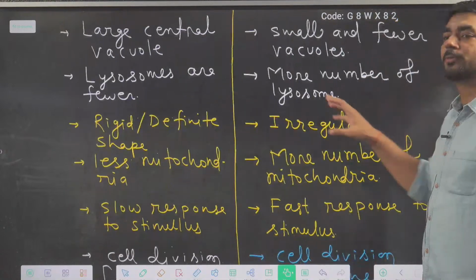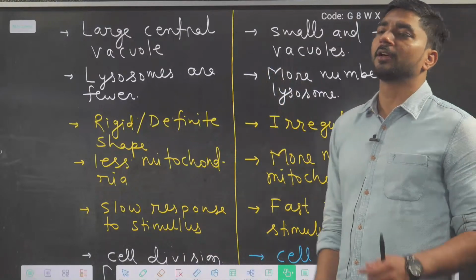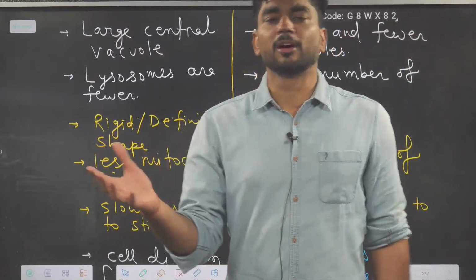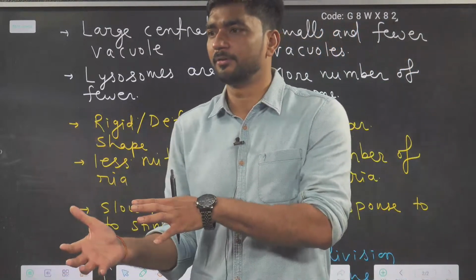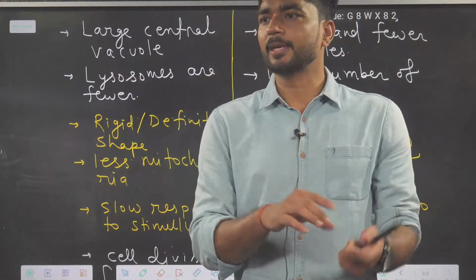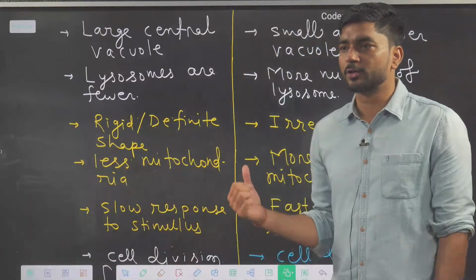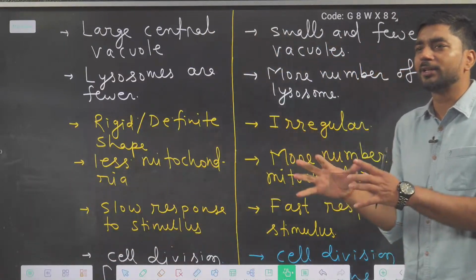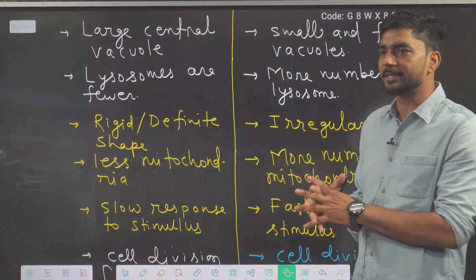Next one is that lysosomes are fewer. Why? Because the function of lysosomes can be helped by what? Can be helped by the vacuoles also. In this case, the vacuoles are very few.